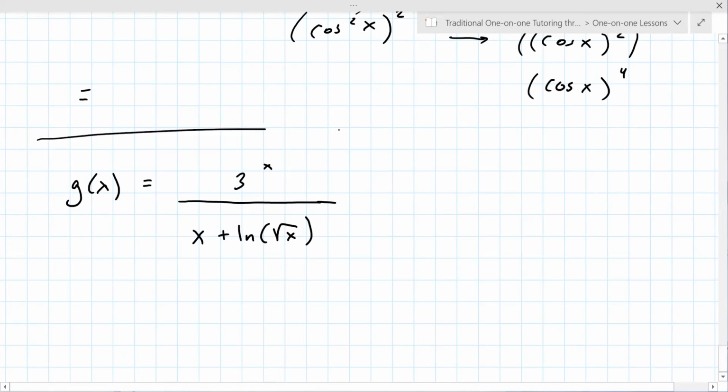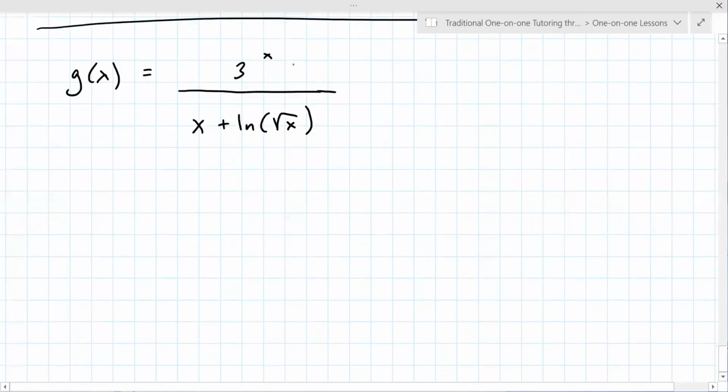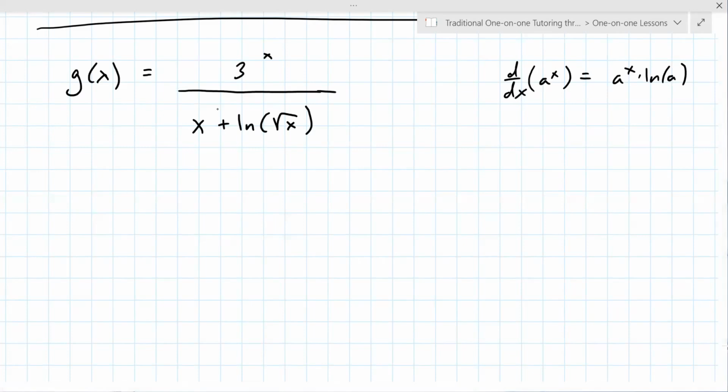Here, if you don't recall, the derivative of a to the x is itself times the natural log of a when you take the derivative of the top thing there. The bottom has some chain rule stuff going on in it, so just give that a careful look. Why don't you take another minute or two to work through that, please.